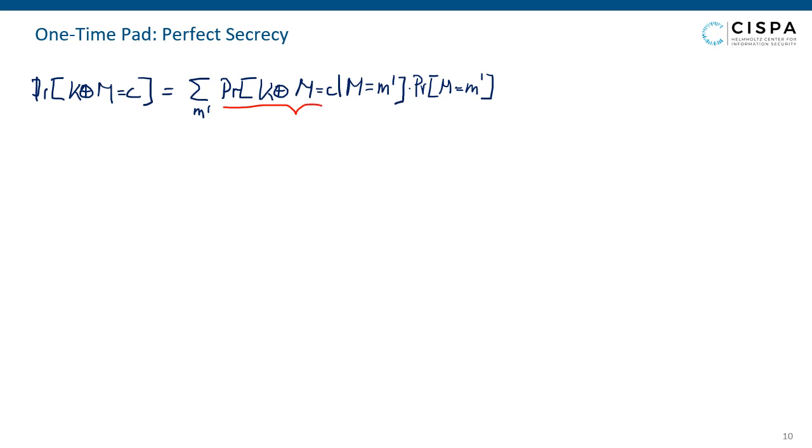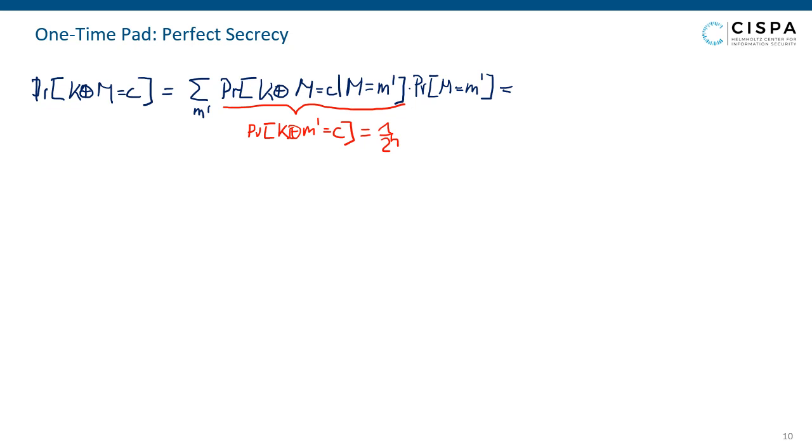what's this probability? Well, we can now just substitute m on the left side for m prime, and then observe that k and m are independent. So this is just the probability of k XOR m prime equals c. But we know since k is chosen uniformly random in a group, this is just 1 over 2 to the n.